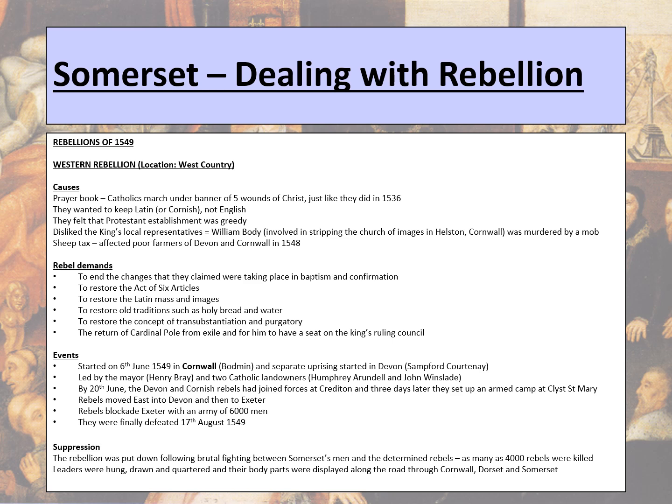So the final thing we need to look at when we're talking about Somerset is his dealing with rebellion. Now, rebellion was a big issue in 1549 particularly, and that's the time, of course, that Somerset is in power. It's important that you know, though, it's not just in 1549.